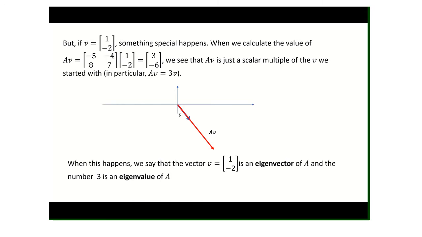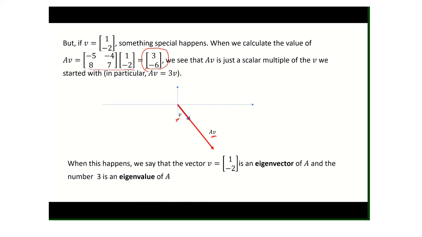But now look at this vector. 1, negative 2. Something a little special happens here. When we take 1, negative 2 and multiply it out, we get the vector 3, negative 6. That's on the exact same line as what we started out with. So when we do this matrix multiplication, what we get is just a scalar multiplication. It's the same thing as taking the vector we started with and multiplying it by 3. This is a very special case.